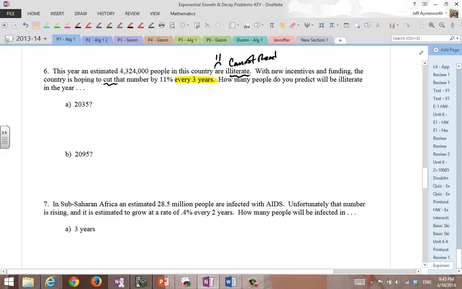That's important. Now, if you're going to cut it by 11%, that means this is a decay rate. So the decay rate R is equal to 11% or 0.11. That means my function in this case looks like a sub i times the quantity 1 minus r raised to the t power, because of the word cut. Let's highlight that. It reduces by 11%. The big question is how many people do you predict will be illiterate in the following years? Year 2035 and then the year 2095.